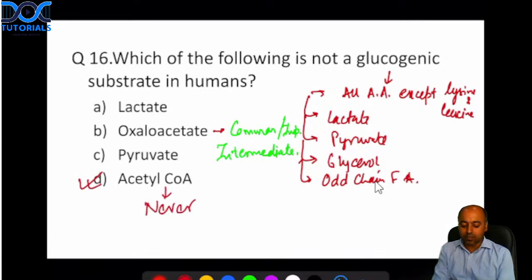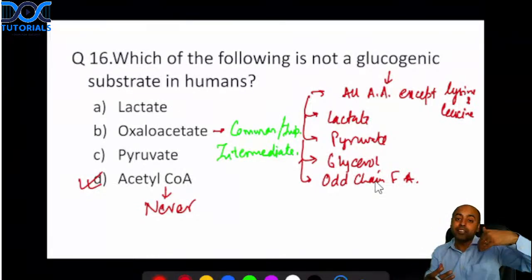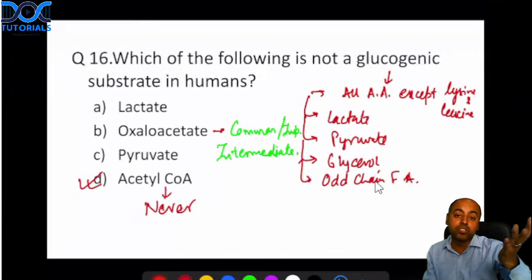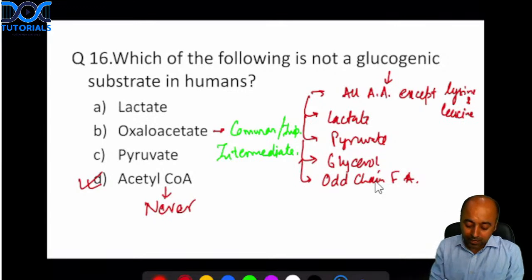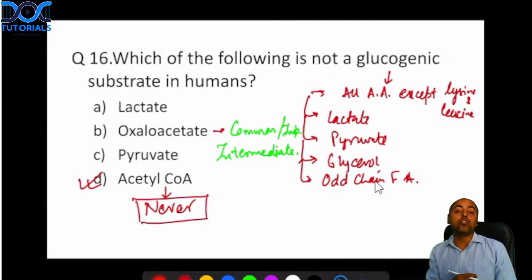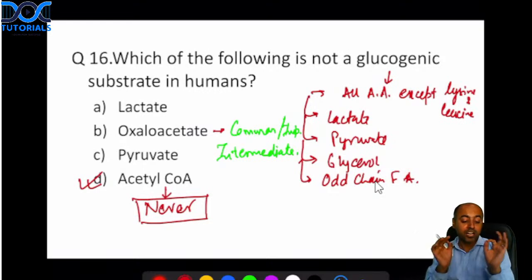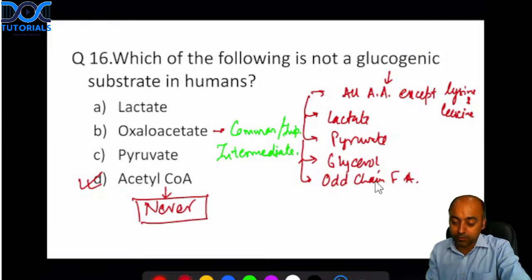It is never glucogenic, because once it enters the Krebs cycle, by the time the molecule can go for gluconeogenesis, 2 carbons have already been lost by decarboxylation. So acetyl coenzyme A can never be glucogenic. Please keep this in mind. Acetyl coenzyme A can never be glucogenic. Okay, so this is very important.